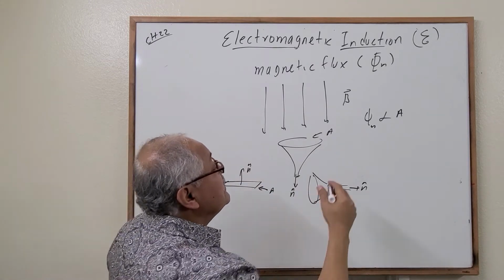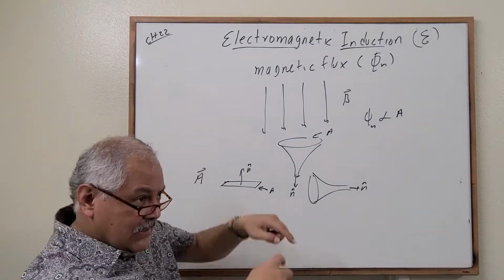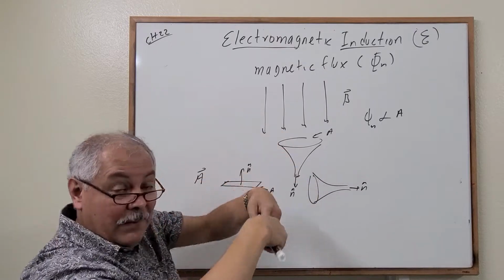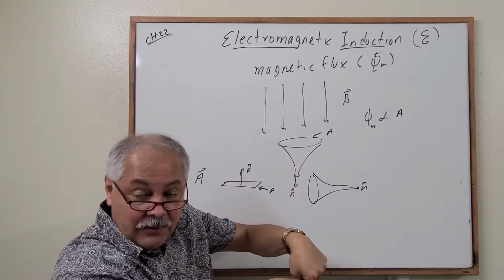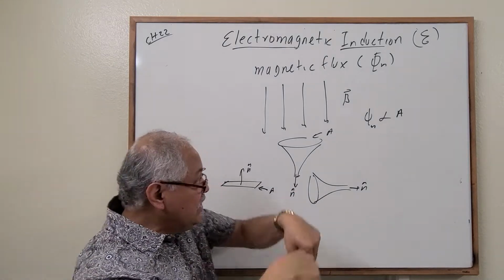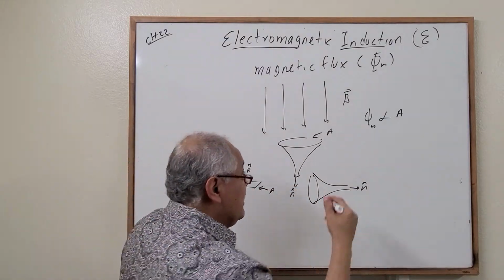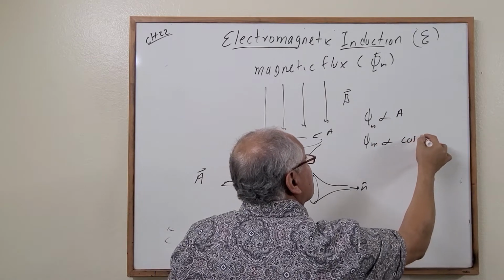Then in this case, we have a function that gives us that when the angle is zero, when these two are parallel, we have the maximum, and when the angle is 90 degrees, we have zero or minimum, and that is cosine, right? Cosine 0 is 1 and cosine 90 is 0. So this magnetic flux is also proportional to cosine theta.